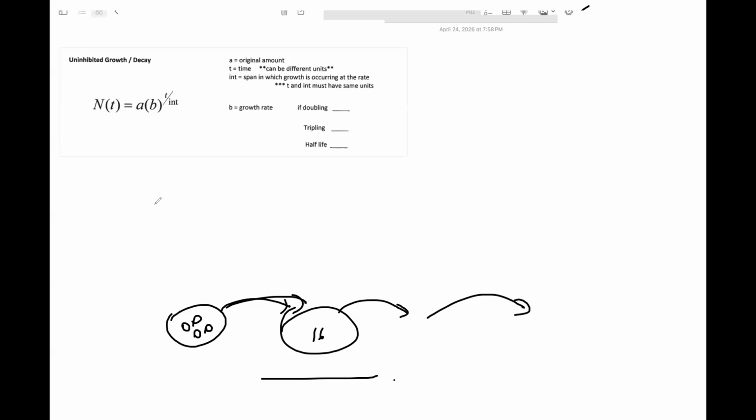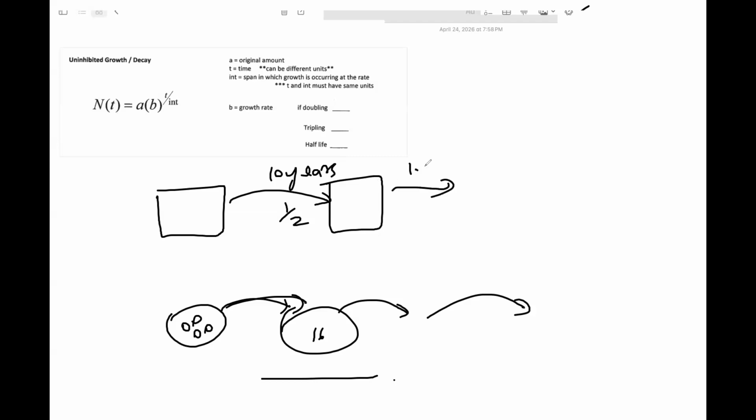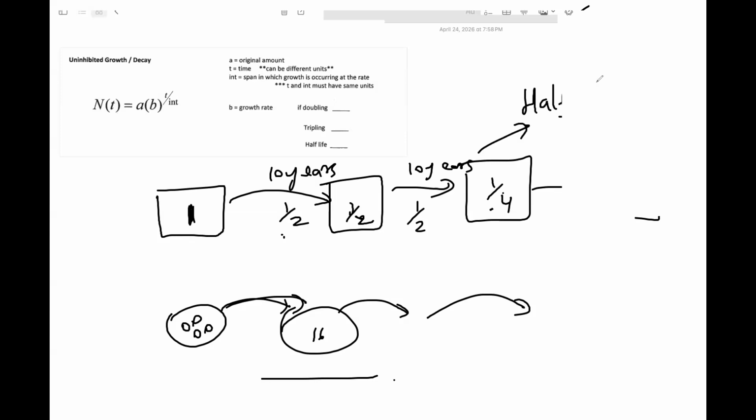Whereas it might also be that they find an organic material where the amount of carbon becomes half in 10 years. In the next 10 years, it becomes half of that half, so it becomes 1/4. When it died, it contained 100% carbon. Then it became 50, then half of 50 is 25. Then in the next 10 years, half of 1/4 is 1/8. So this relates to half-life problems, and this relates to doubling problems.